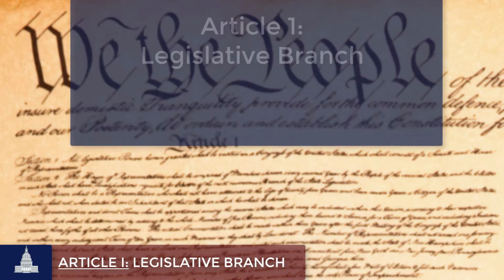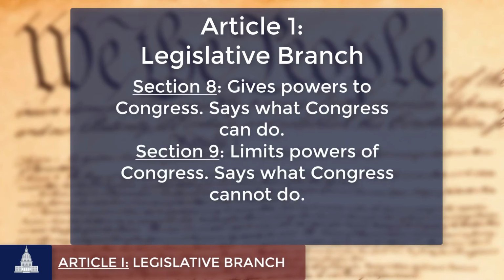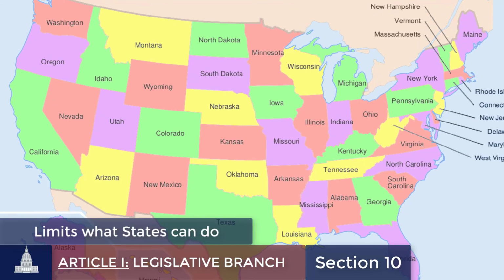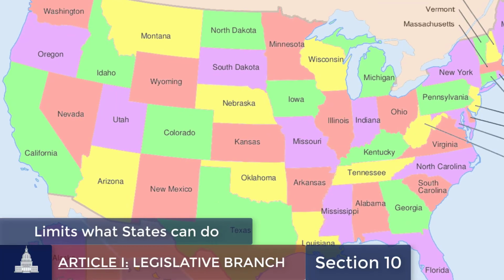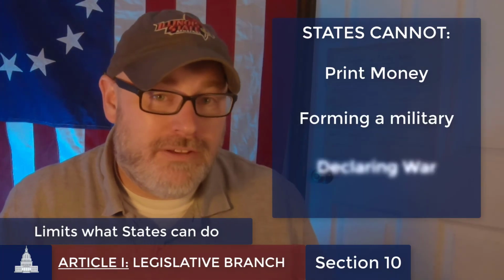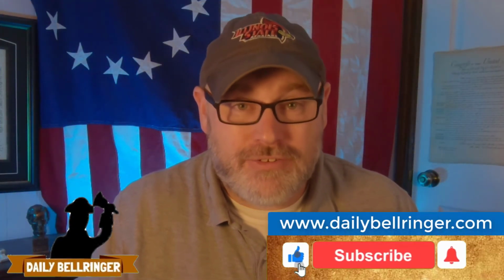Just to review, Article 1, Section 8 says what powers Congress has, while Article 1, Section 9 says what powers Congress does not have. The last section here of Article 1 is Section 10, and Section 10 is kind of an odd section to have here because it doesn't deal directly with the legislative branch. Instead, it tells the states certain things they cannot do. A few things listed here as being prohibited for the states are printing their own money, raising their own army, or declaring war. That's all of Article 1, which again focuses on establishing and organizing the legislative branch of the United States government.